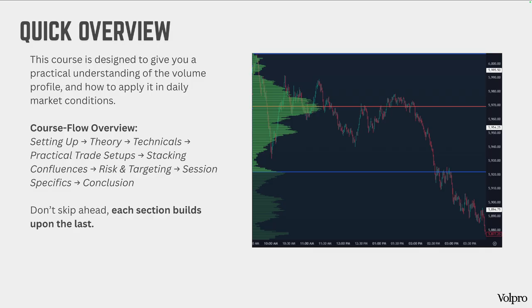Because one thing a lot of people forget is that you can't just trade from random levels without any extra context or confluence. So that's what we're going to help with in that section. Then we'll go into risk and targeting using the volume profile and specifically how to find your risk and your take profit targets using the volume profile itself. Then we'll cover session specifics. Not all of us trade the same session. We'll cover the specifics of trading the main New York session versus trading the overnight sessions such as Asia and London. And then we'll go in to wrap things up in the conclusion.